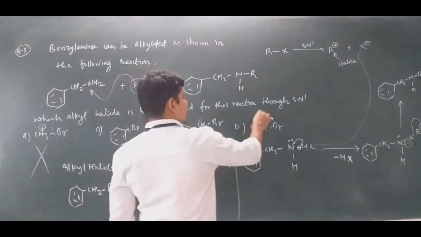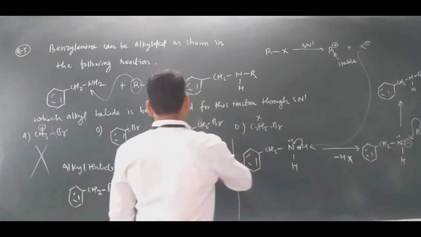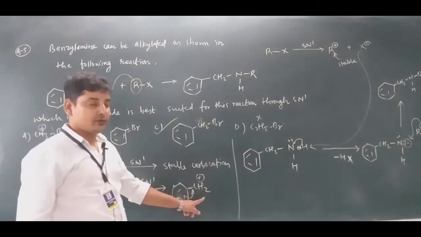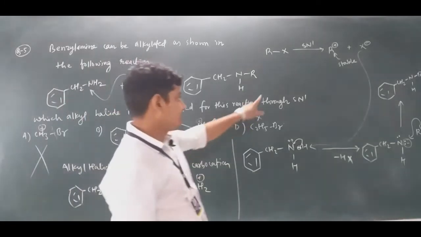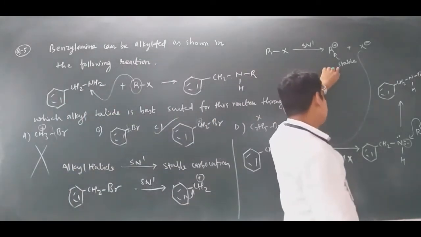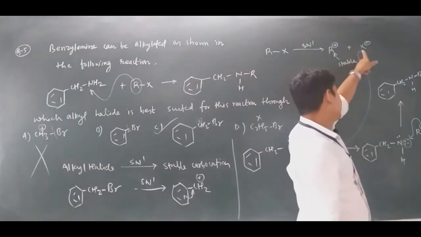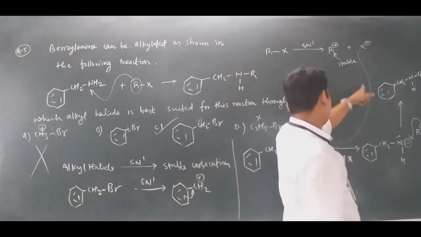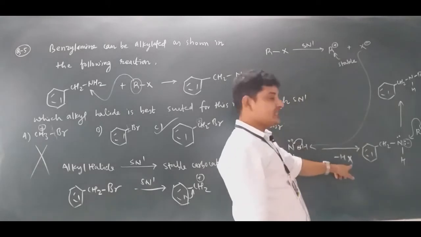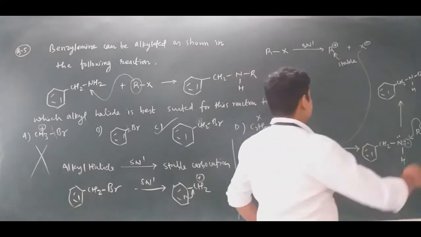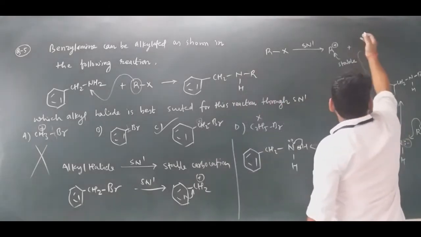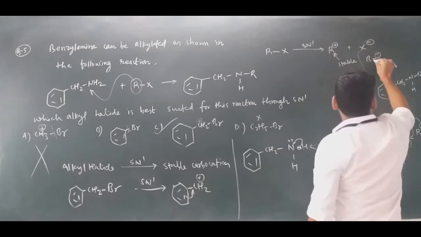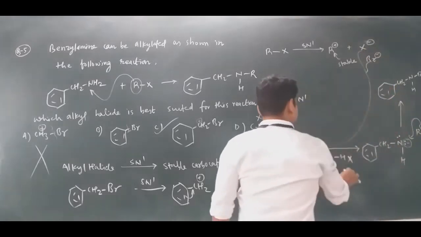This is ethyl carbocation, not stable. So what we have? Only one stable carbocation. This is benzyl carbocation. When the stable carbocation is formed, then X minus, here the Br minus, will go to this H, giving HBr. Now see here, in place of X minus, we have Br minus. So Br minus gives HBr.